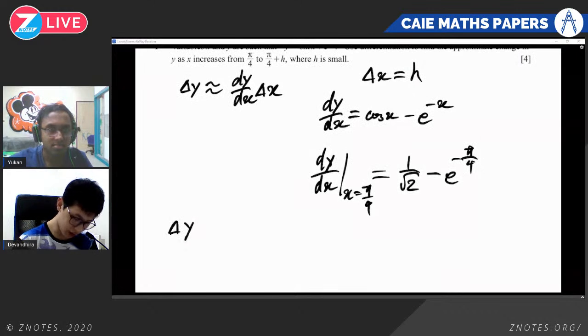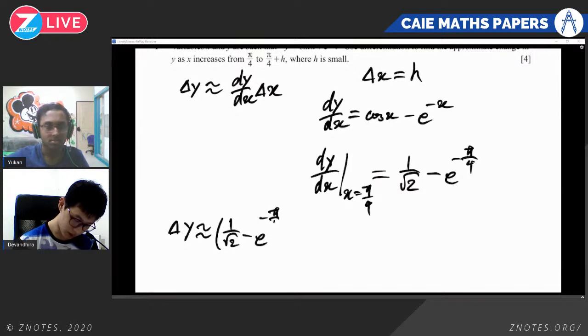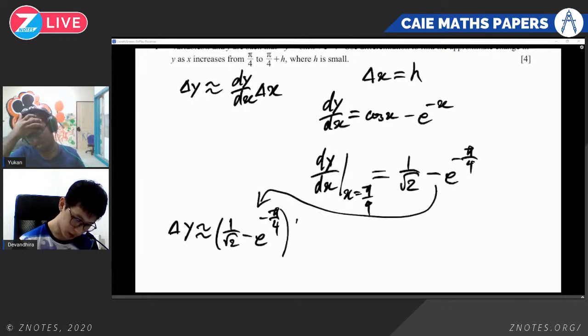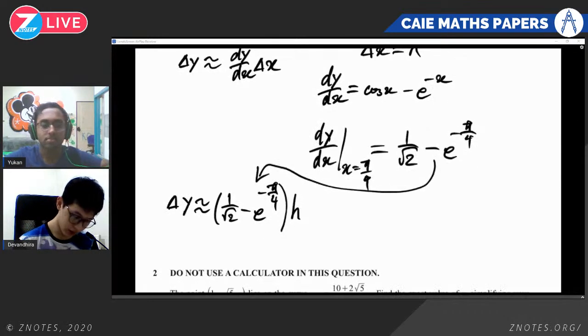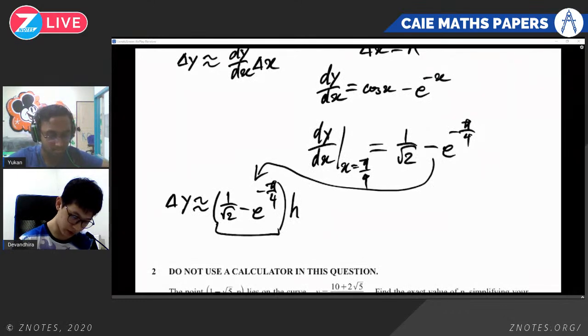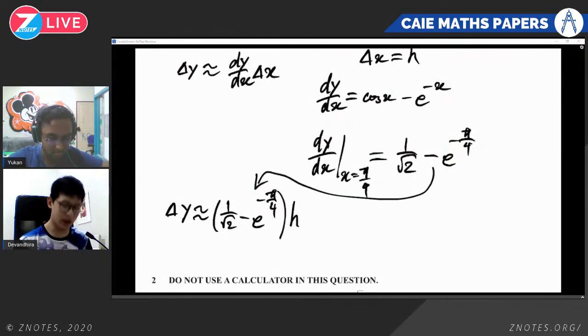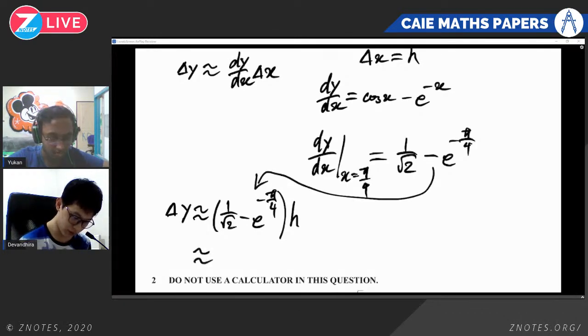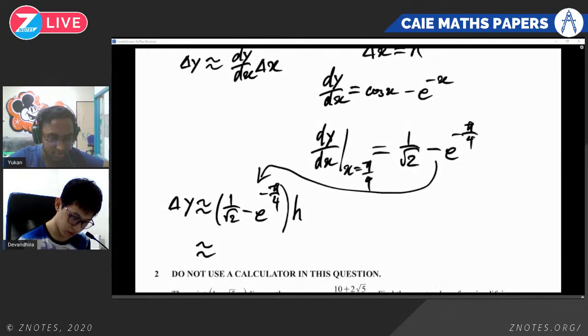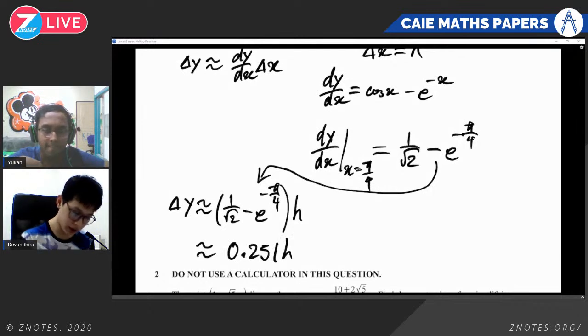So let's plug that in. We have the change in y. It's approximately, and let's put the value in, this one right here, and then the change in x, which is h. You can put this in your calculator and get the decimal. Can you put that in your calculator, Yukan? Yeah, if you put pi over 4, you'll get 0.251 approximately. 0.251h. All right, so that's your answer. Don't forget to box your answer.